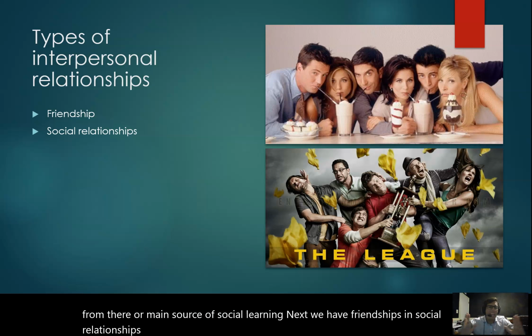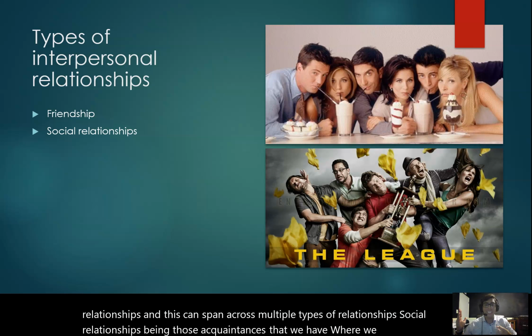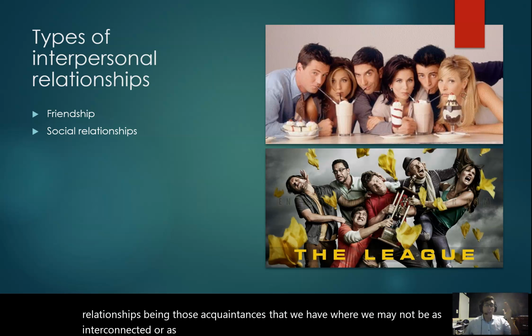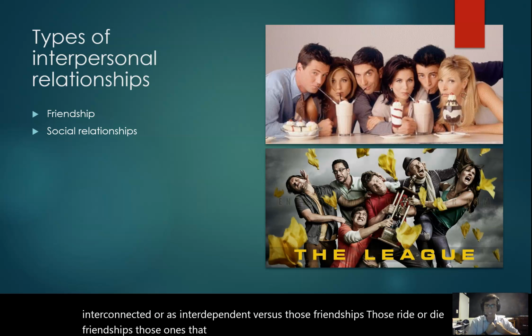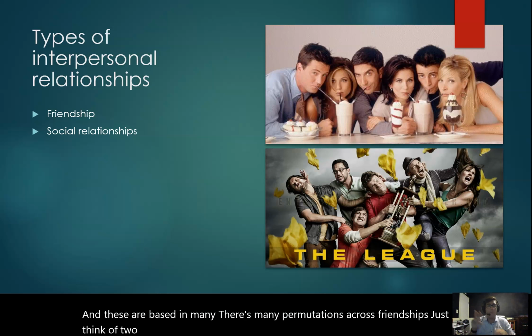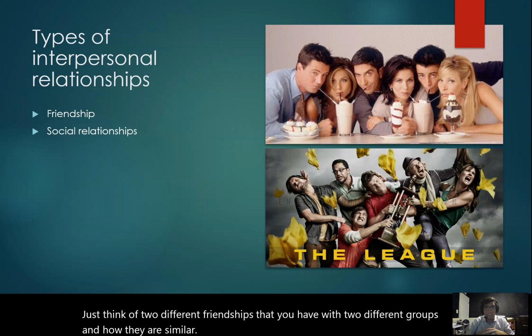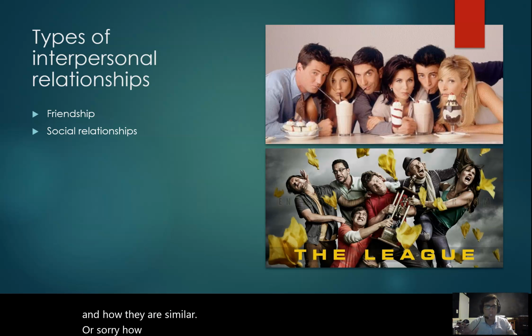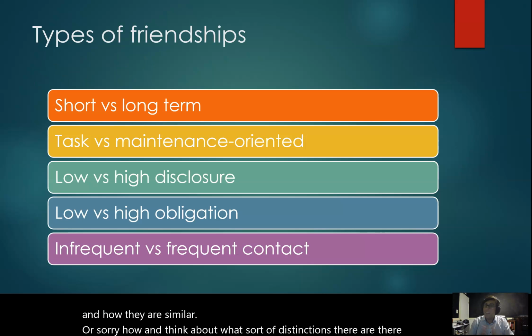And this can span across multiple types of relationships. Social relationships being those acquaintances that we have, where we may not be as interconnected or as interdependent, versus those friendships, those ride or die friendships, those ones that are very meaningful to us. And there are many permutations across friendships. Just think of two different friendships that you have with two different groups, how they are similar, and what sort of distinctions there are. There may be quite a few. And there are many different types of friendships.